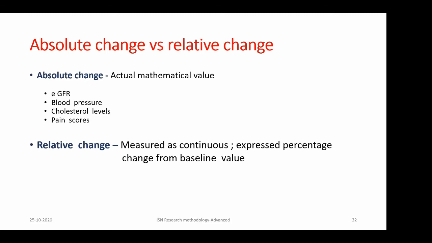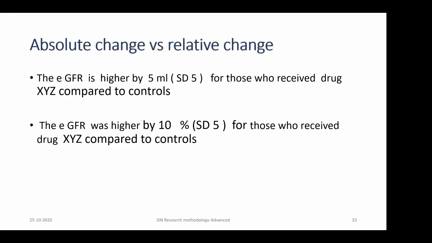Now coming to the absolute change versus relative change. It is always, if possible, it is always better if you stick on to the absolute change. For example, in glomerular filtration rate, blood pressure, cholesterol, pain scores, you can tell that the intervention arm, this is going to be the value in intervention arm, this is going to be the value in the control arm, and this is the difference. But in some scenarios, you might be measuring the relative change. Here, again, the variable is measured as a continuous variable, but it is expressed as a percentage change from the baseline value. I hope this will be clear with the next example.